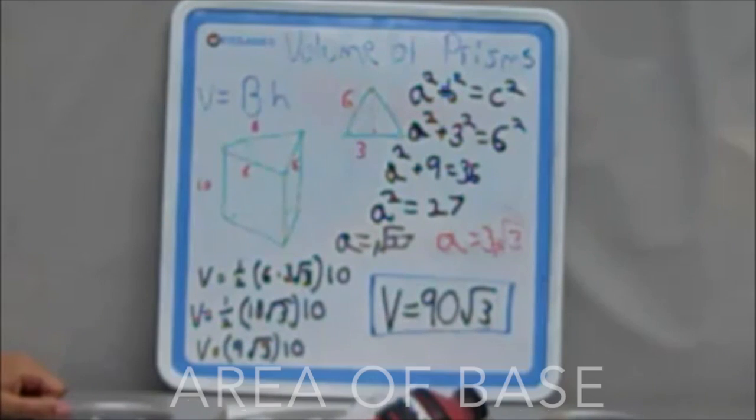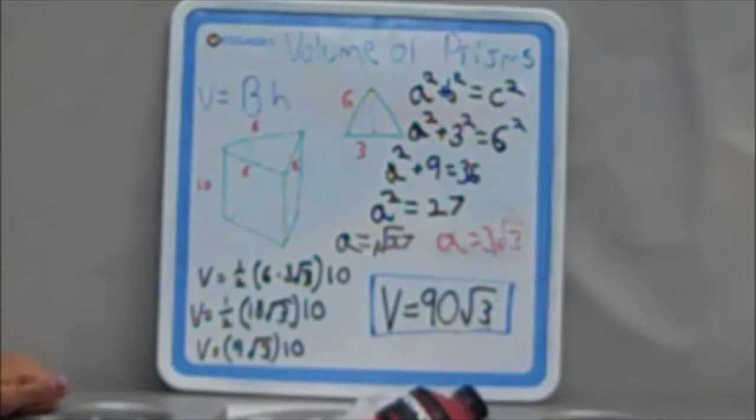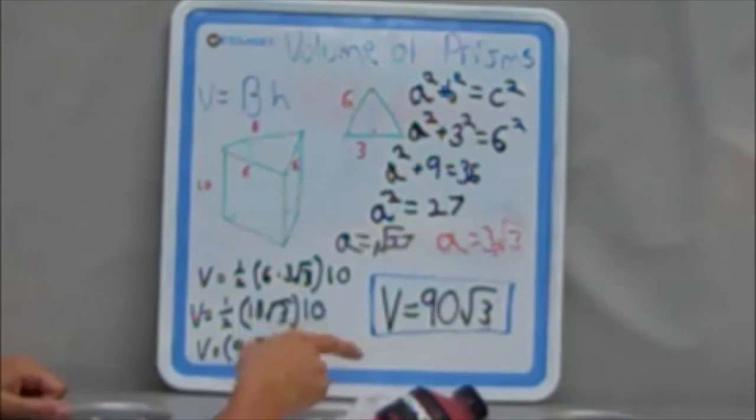And then we multiply this by the height of the triangular prism, which is 10. So we get the equation of 1/2 times 6 times root 3 times 10, which simplifies down to 90 root 3 for the total volume of the triangular prism.